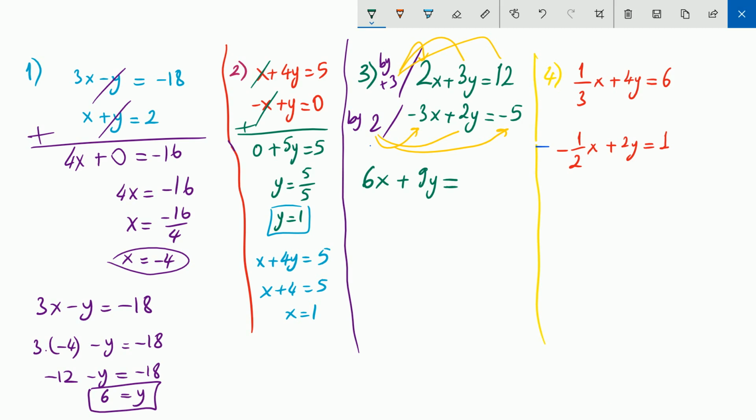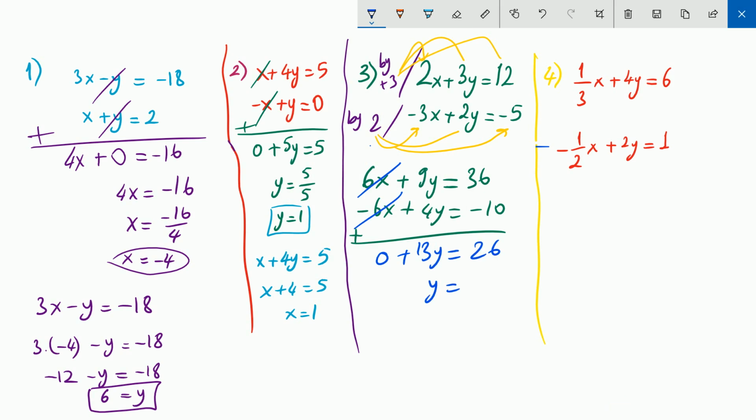equals 3 times 12 is 36. So the second equation becomes 2 times negative 3x, negative 6x. 2 times 2y, 4y equals 2 times negative 5, which is negative 10. So let's add them up. As you see, positive 6x cancels negative 6x. 0 plus 13y equals 26.